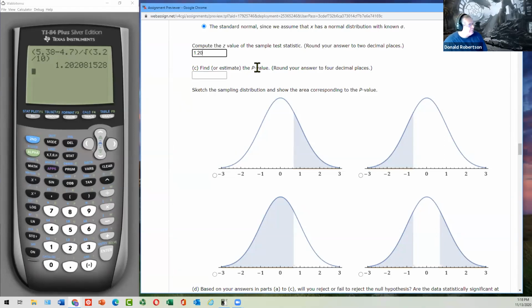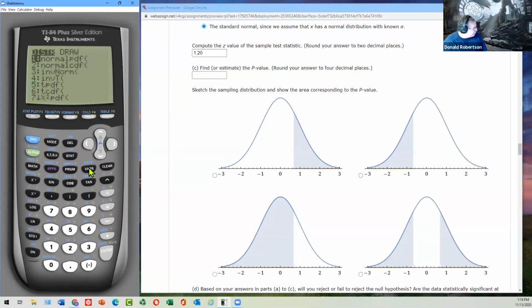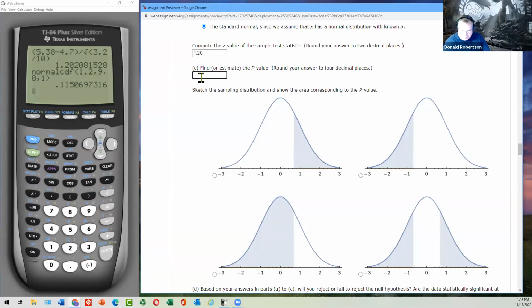Right, now we're going to get the p-value. Second distribution, choice number 2, normal CDF. Then I hit enter. Some of you get a little menu, but essentially it's the same stuff. Now I want 1.2 or bigger. So 1.2 or bigger, and then the mean is 0 and the standard deviation is 1, because that's what's true for a z-score. Close the brackets. And when I hit enter, I'm going to get the p-value. And this p-value is 0.11.